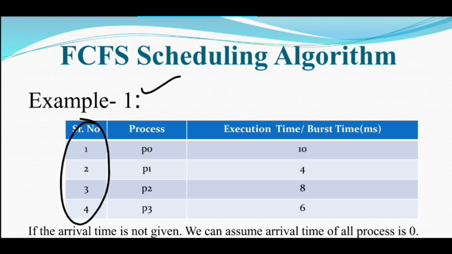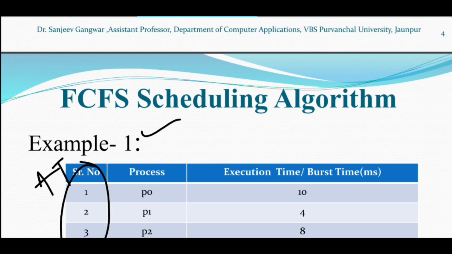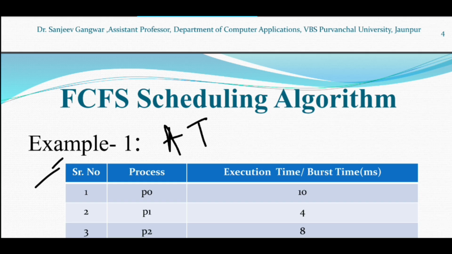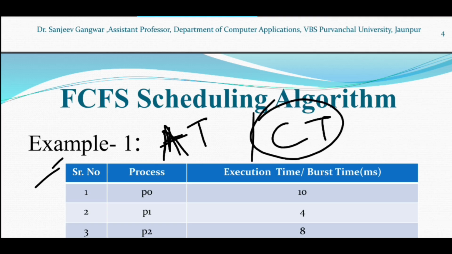Here are some serial numbers. You can also consider the serial number as arrival time. First of all, you have to consider some terminologies. I am writing the terminologies here. One is AT, arrival time, and another is CT, completion time. Arrival time means the time point at which the process enters the ready state, and completion time is the point at which the process leaves the system or terminates.